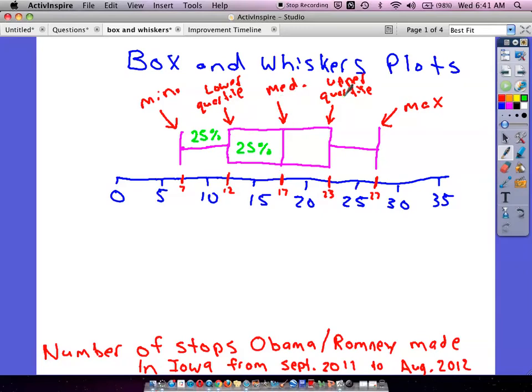From the median to the upper quartile, 25% of the information is from the median to the upper quartile. And then finally, 25% of the information is from the upper quartile to the maximum or the highest number. If you take a look at this graph, it's pretty evenly distributed, meaning that 25% is from here to here, 25 from here to here, 25 from here to here, and 25% from here to here.